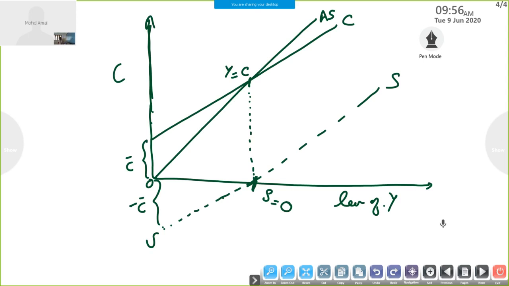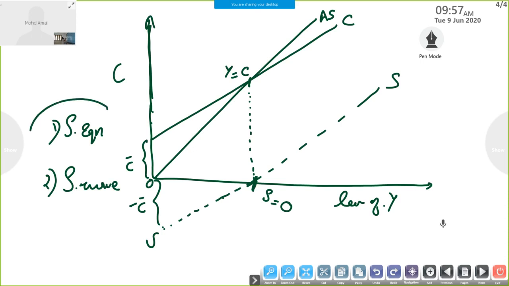Only this much. So two topics over. First one, how we can derive saving equation or saving function from consumption function. Second one, how we can derive saving curve from consumption curve. If they ask equation, you can use the formula. If they ask curve, you can represent it in a diagram. Okay, I think you understood.